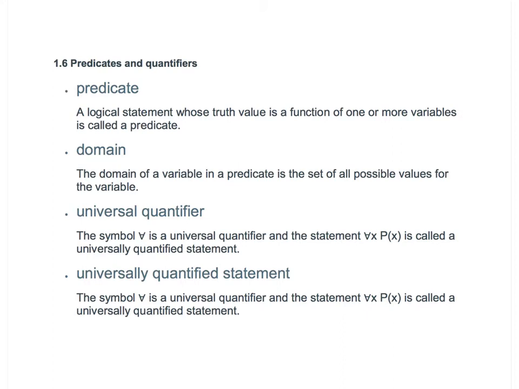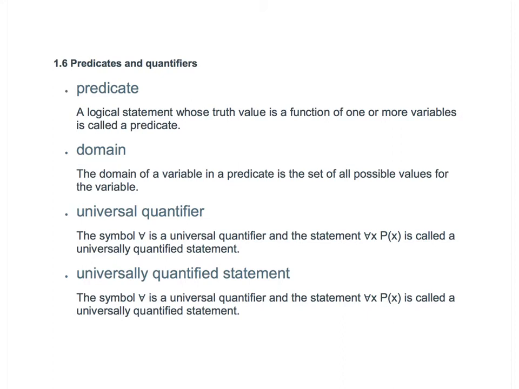Then the domain of a variable is defined in the following way. We say in a predicate we have one or more variables. For each of those variables we have a domain. The domain of a variable in a predicate is the set of all possible values for that variable that we can replace that variable by those values.